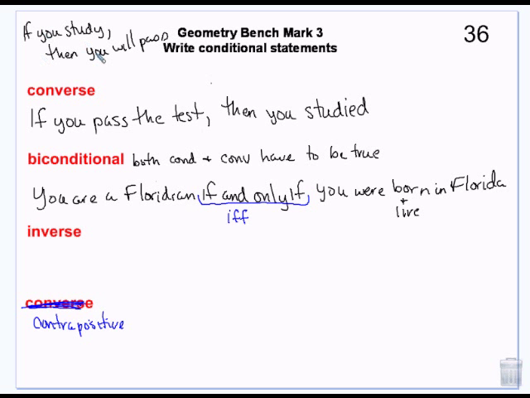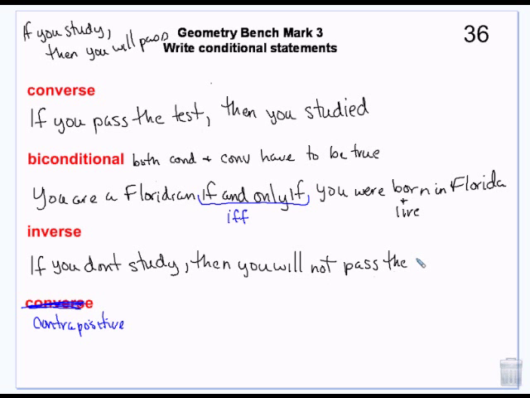Okay, so now we're going to go back to our if you study, you'll pass example. And we're going to use the inverse, which is if you don't study, then you will not pass. Okay. Inverses are opposites. So if it's a yes, if you do, then you will. Then it's a if you don't, then you won't. They're opposites of each other.